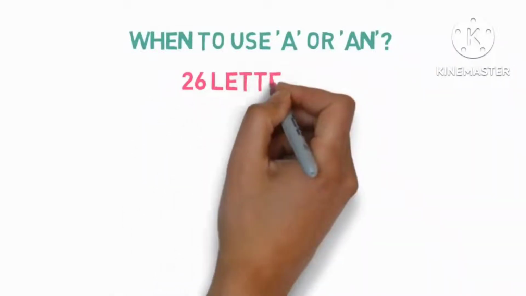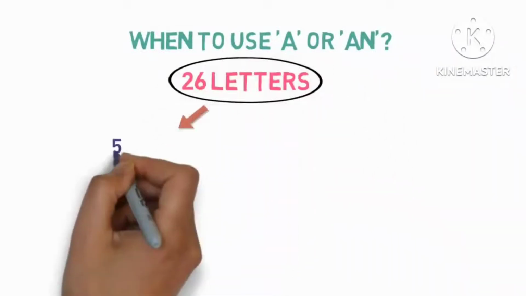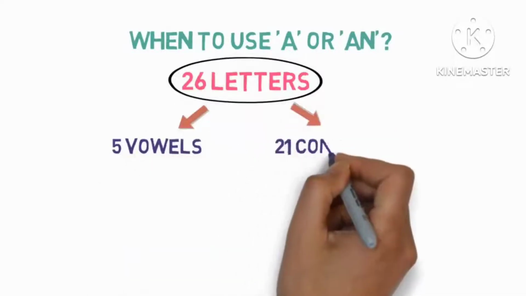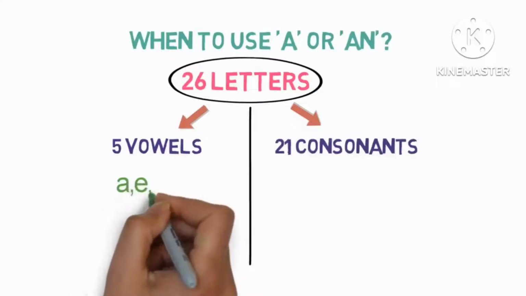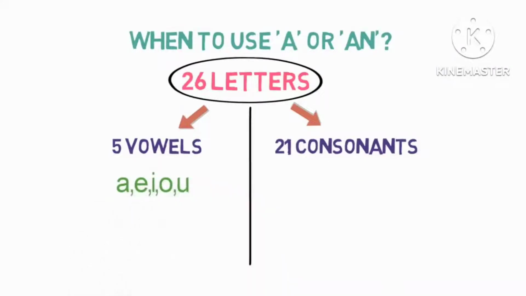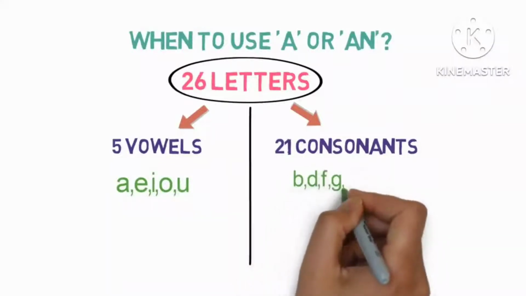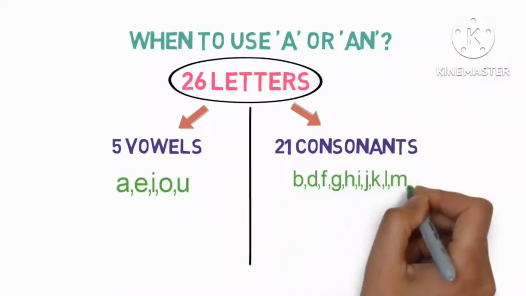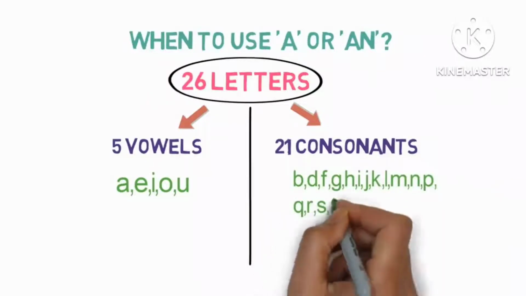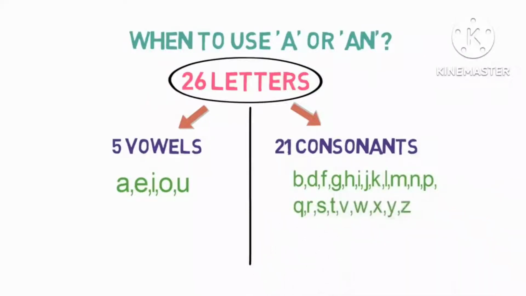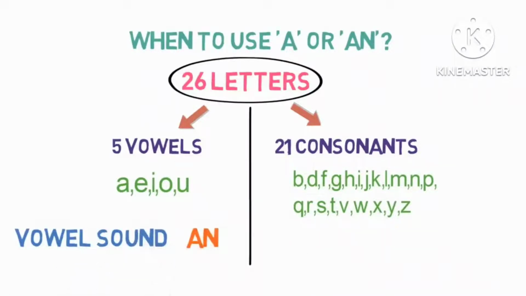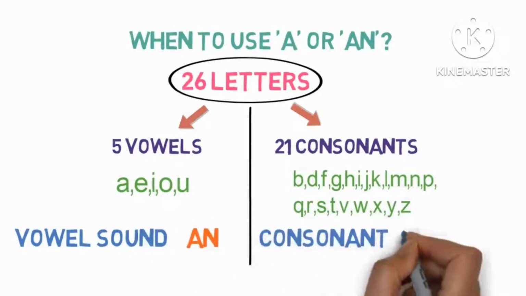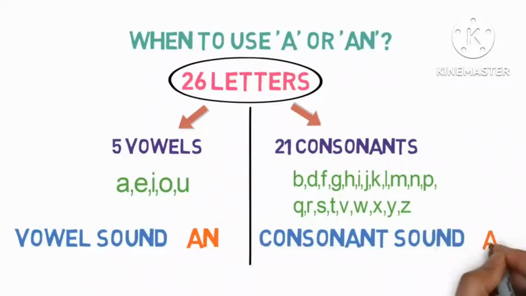Basically, there are 26 letters in English, out of which 5 are vowels and 21 are consonants. The 5 vowels are A, E, I, O, U. The rest 21 consonants are B, C, D, F, G, H, J, K, L, M, N, P, Q, R, S, T, V, W, X, Y, Z. If a word is beginning with a vowel sound, an is used. And if a word is beginning with a consonant sound, a is used.